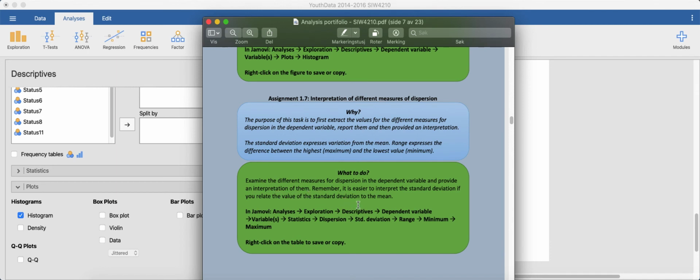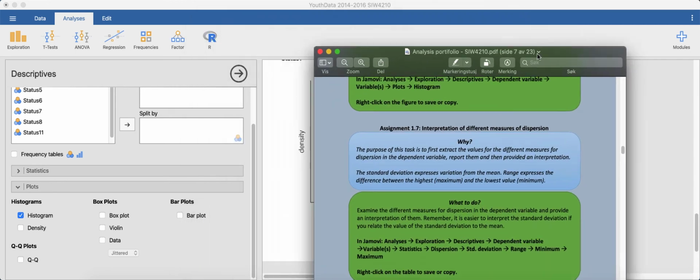Remember that it's easier to interpret the standard deviation if you relate the value of the standard deviation to the mean. So how do you do this? In Jamovi, you choose analysis, exploration, descriptives, and put your dependent variable over in variables. Then under statistics, you go for dispersion: standard deviation, range, minimum, and maximum. Okay, so let's do that.